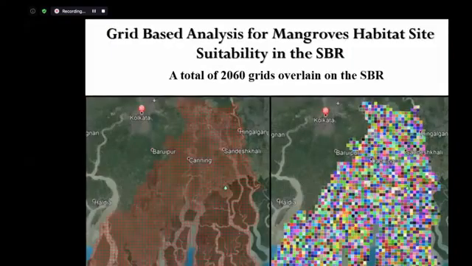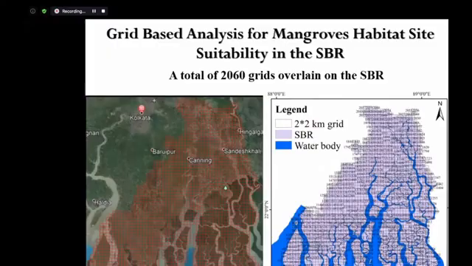Now what I did, I divided this Sundarban Biosphere Reserve into 2060 grids. This is a 2 by 2 kilometer grid, and by using this grid I am trying to assess the suitable grids or suitable areas for regeneration of mangrove. This is the number of grids, and I used a machine learning programming model in Python. So these are my parameters.